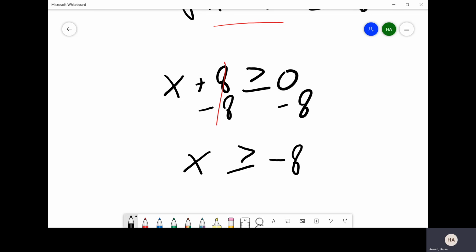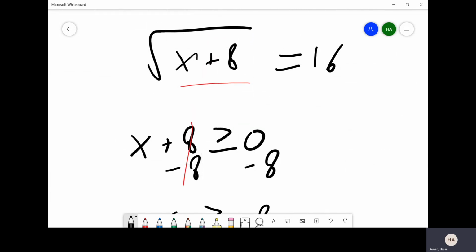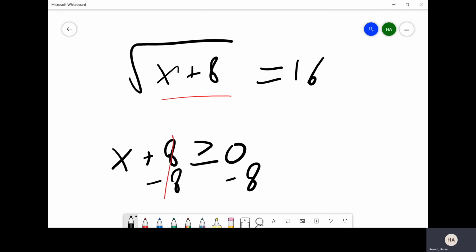So what does this tell us? This essentially tells us that if x is greater than or equal to negative 8, we will get a 0 or a positive number underneath the radical, right? So say we did have x is equal to negative 8, we would have negative 8 plus 8, and that would give us 0. We would have the square root of 0, and then bam, we're good, right?